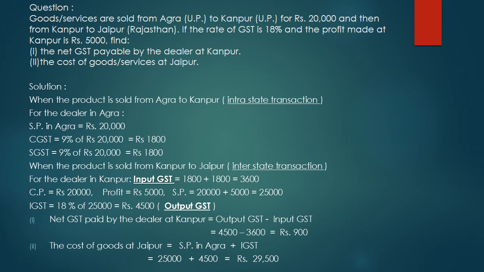Then second part, the cost of goods at Jaipur will be equal to the selling price plus the IGST calculated on this service. That is 25,000 rupees plus 4,500, which will be equal to rupees 29,500.